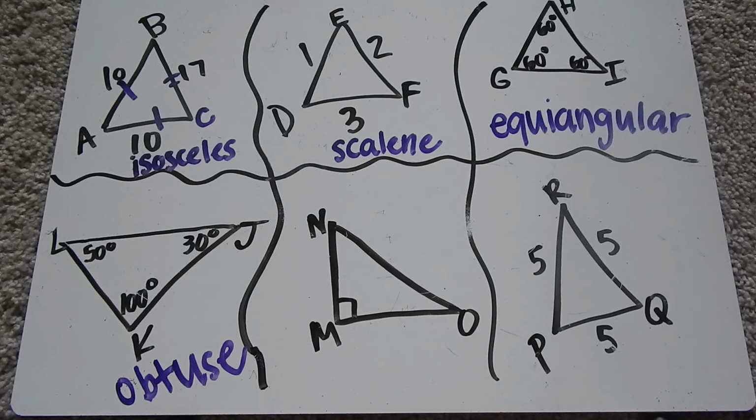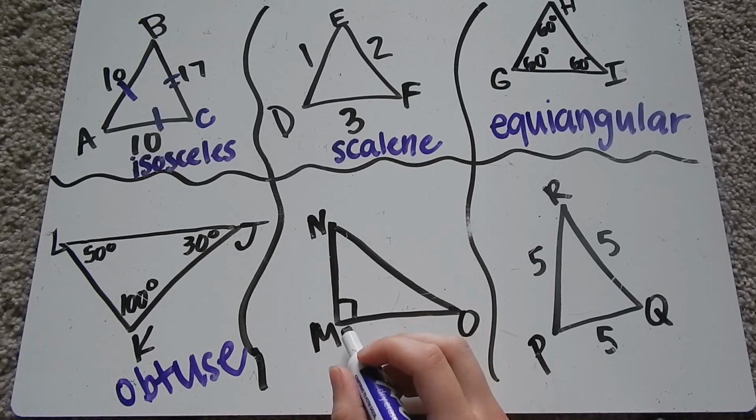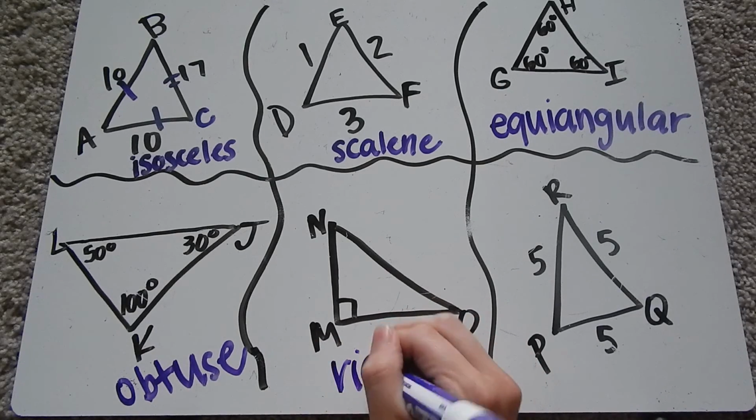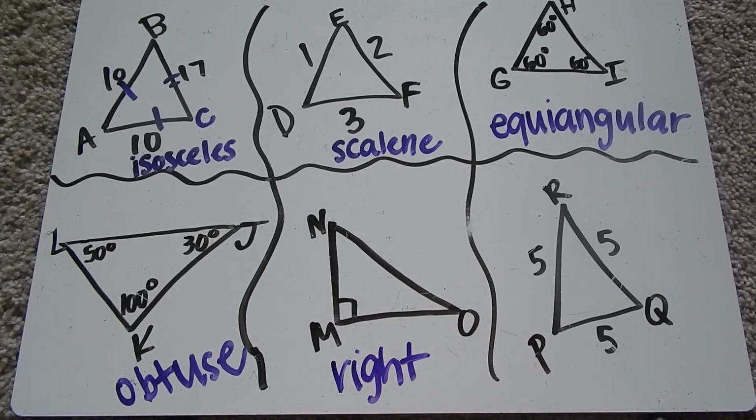The next triangle here, we have this box in the corner. We know that to be a right angle, so this is a right triangle.